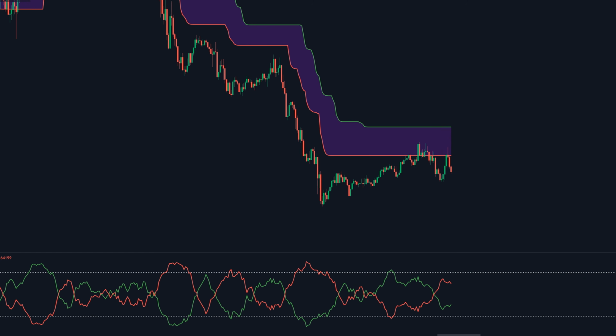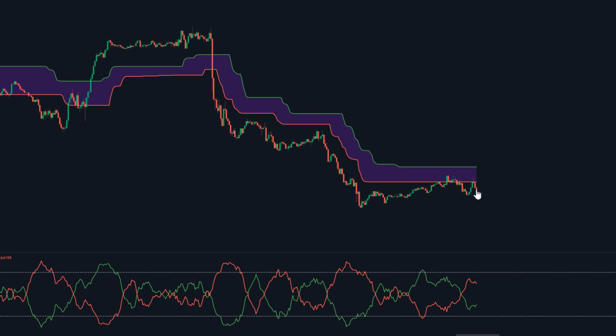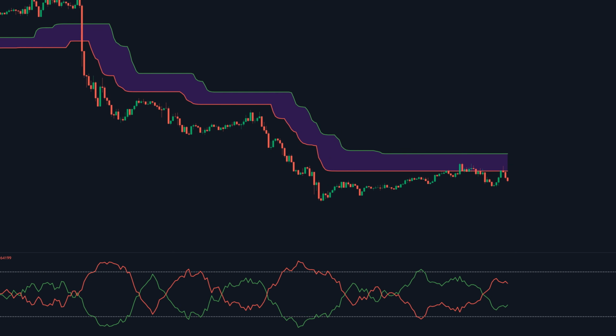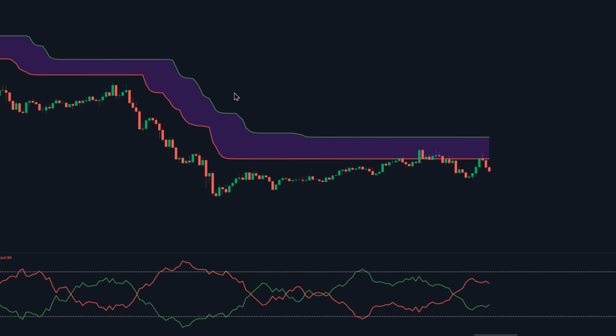So how do we take trades using this simple strategy that we just created? Well, let me show you. To take a long trade, the first condition is to identify a bearish trend. For that, we're going to be using the HL OTT indicator. We need the price to be trading under this trend cloud to indicate a bearish trend.